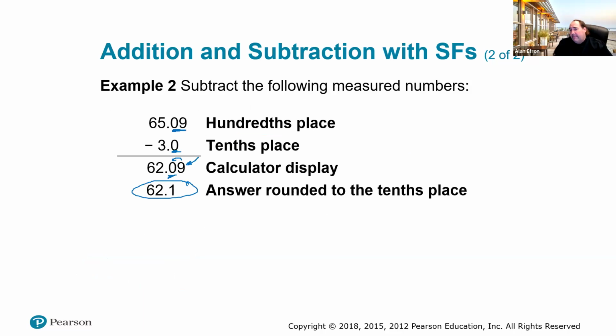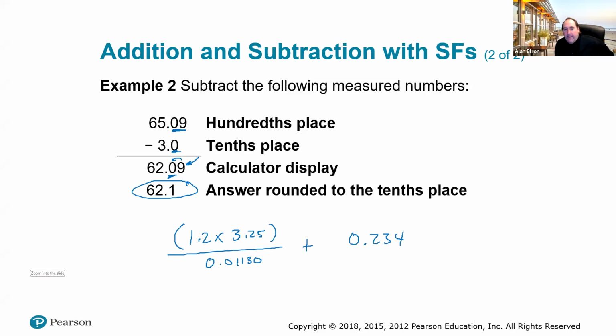Now, we sometimes do these things together, right? So we could multiply. Maybe do a little division. And maybe we do a little addition of 0.234. All right, so why don't you try that? Do this one here, and give the answer to the right number of places.